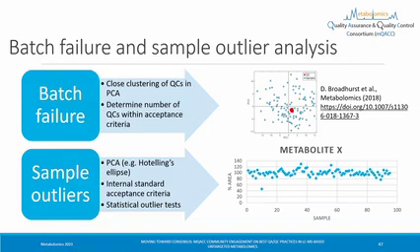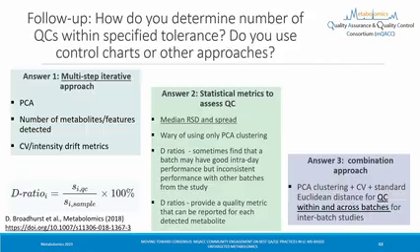One was using principal component analysis, using Hotelling's ellipse, and looking at samples that fall outside of the bounds of the Hotelling's ellipse. Other labs were using internal standards, either using quality control charts, using an overall RSD, so internal standard performance has to be less than 15% RSD across all samples within a given batch, or using statistical outlier tests as well.